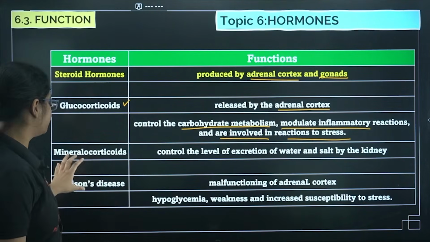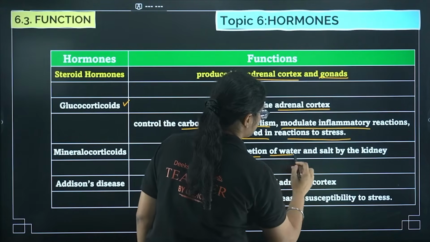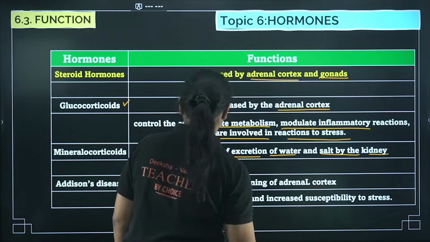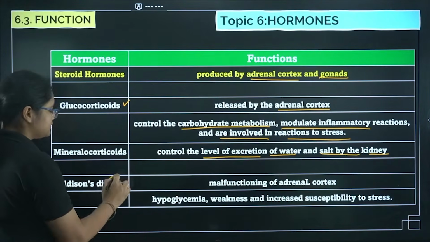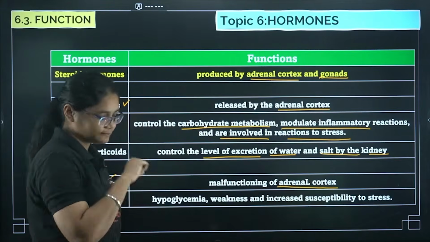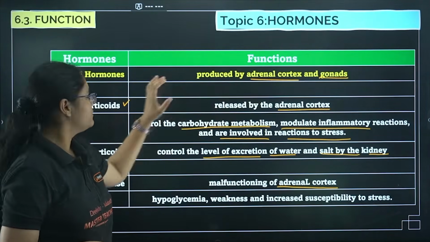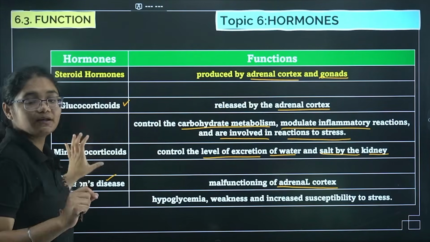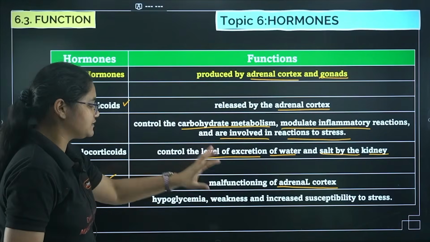Okay. Next we have mineralocorticoids. They control the level of excretion of water and salt by the kidney. Okay. So next we have Addison's disease. So what is this Addison's disease? This is when you have malfunctioning of the adrenal cortex. Now see, if the adrenal cortex is malfunctioning, then your glucocorticoids and mineralocorticoids will not be synthesized properly. So what will be the symptoms of that?